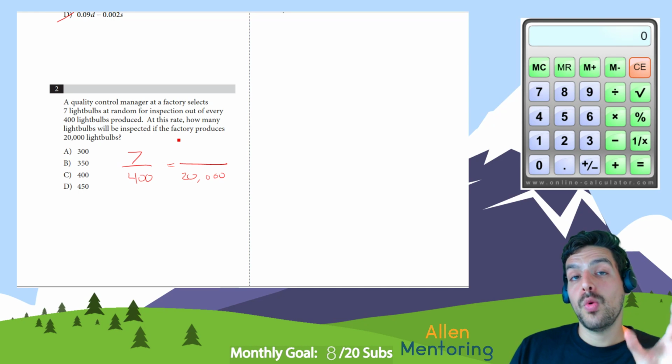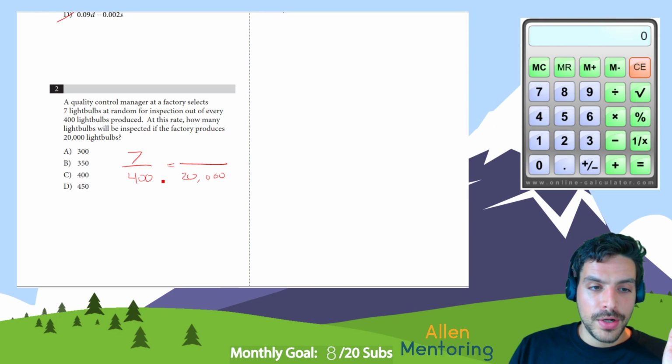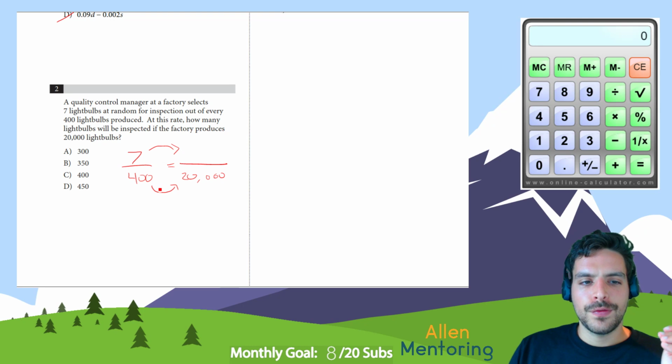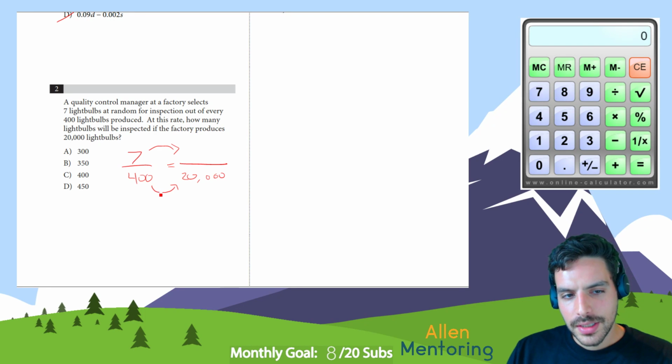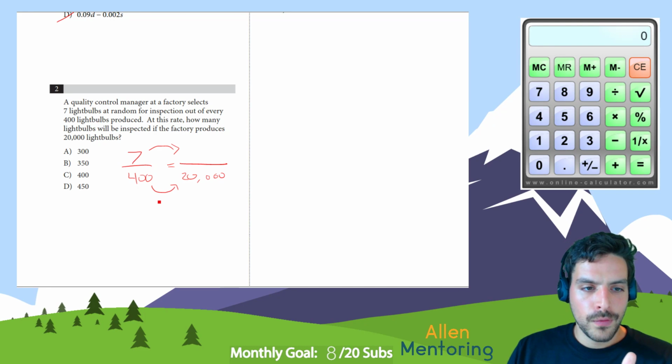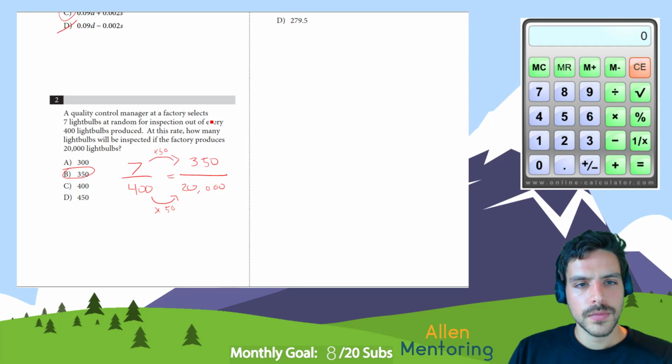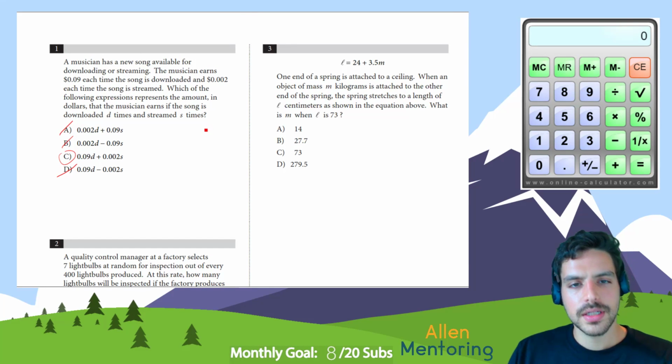So if we want an equivalent proportion, we have to multiply the same number here and the same number here. So 400 times what is 20,000? 400 times 50 is 20,000. So 7 times 50 will be 350. All right, so 350 is our answer. And we can fly through this.